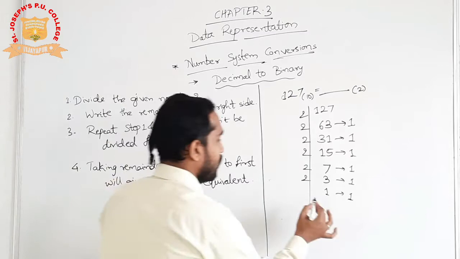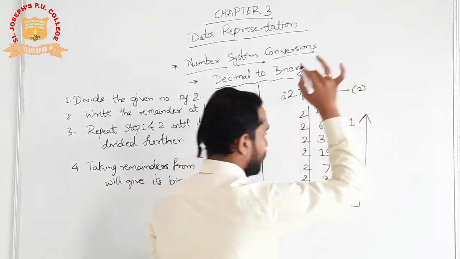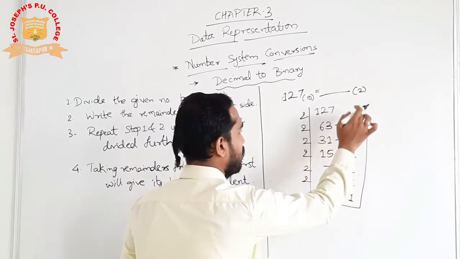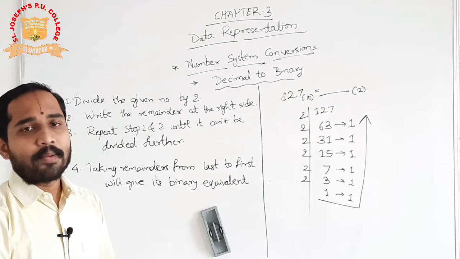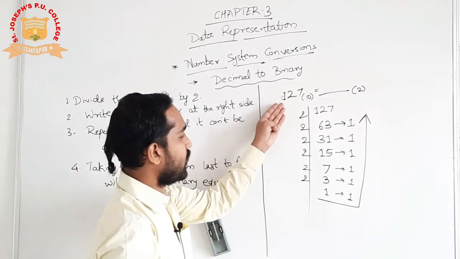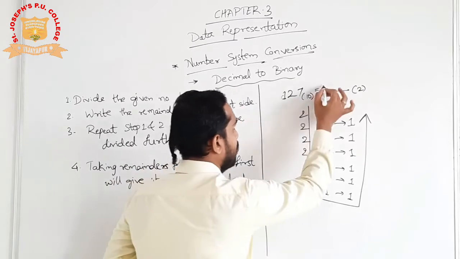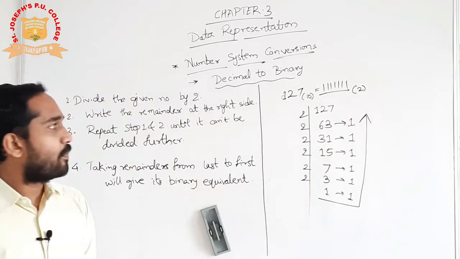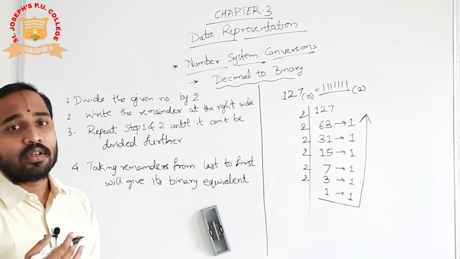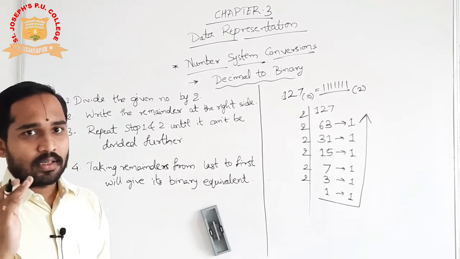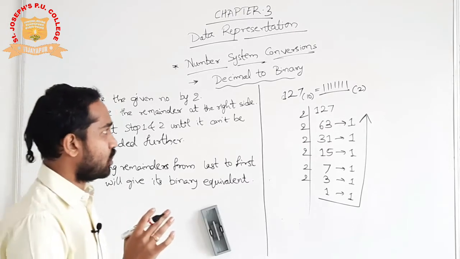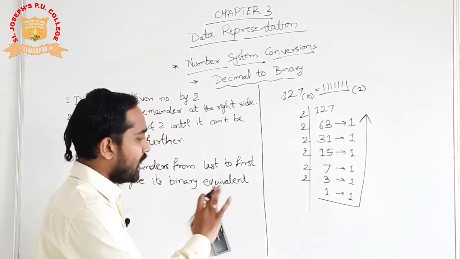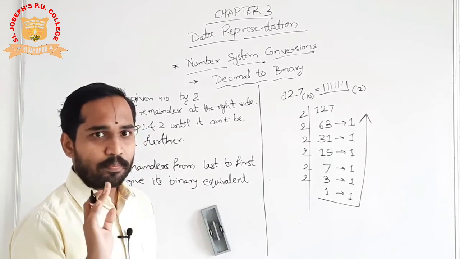When you stop here, remember the arrow mark. How to take this? The number is 1, 1, 1, 1, 1, 1, 1. This is the binary equivalent for 127. Seven ones written. 1, 1, 1, 1, 1, 1, 1. This is the binary equivalent for what? 127. Did you all get this? I hope you all have understood this. Okay. Can we do one more? Last. Okay. Then I'll give some for exercise and you have to practice them.